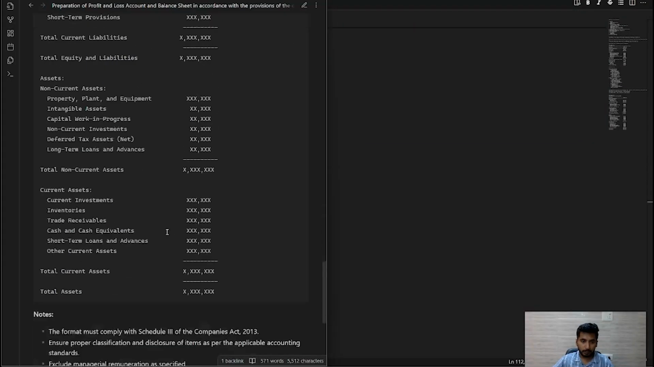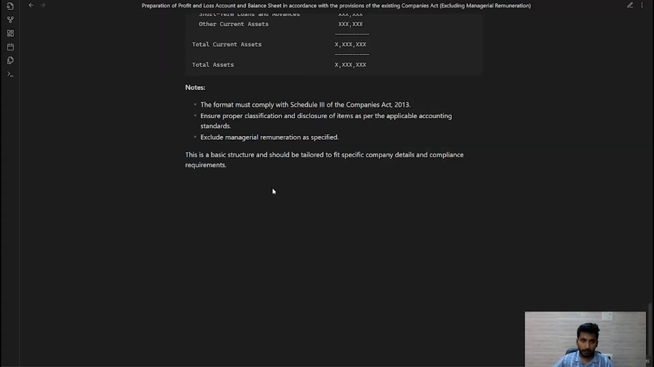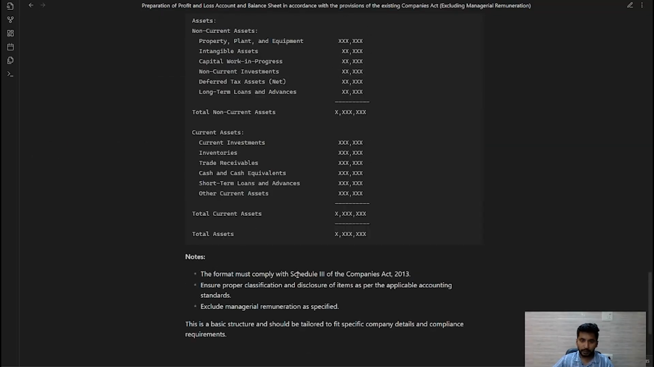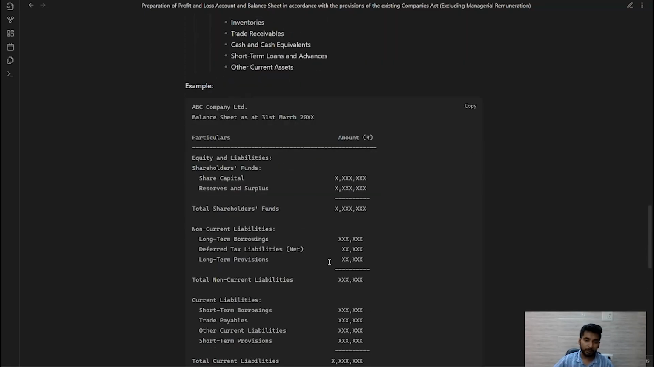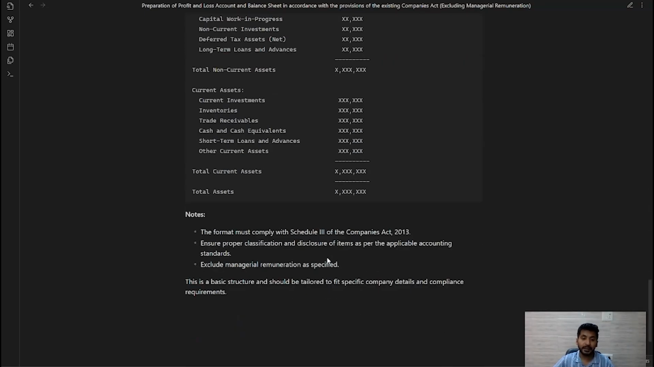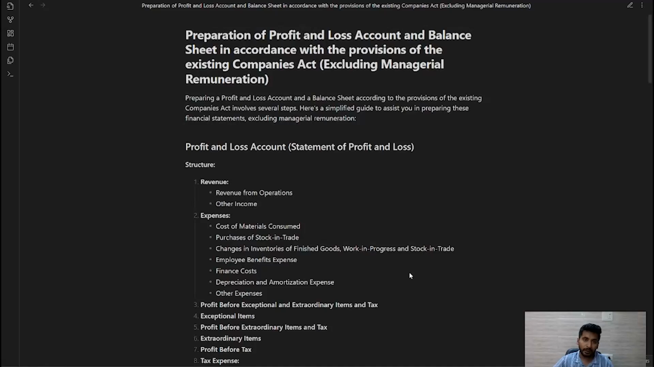So after that, the format must comply with the Schedule 3 of the Companies Act 2013. Like I said, ensure the proper classification and disclosure of the items as per the applicability of the accounting standards, and managerial remuneration is not included. So this is a basic structure and should be tailored to fit specific company details and compliance requirements. You can tailor it accordingly, but by following the accounting standards and the compliance with the Companies Act 2013 following the Schedule 3. So this was it regarding the format of the balance sheet and the profit and loss account.